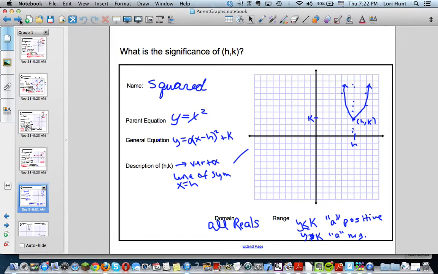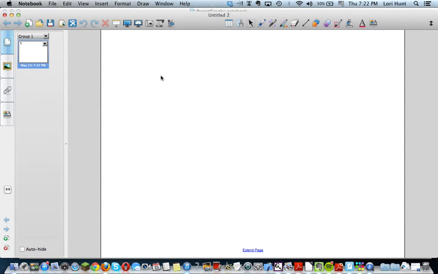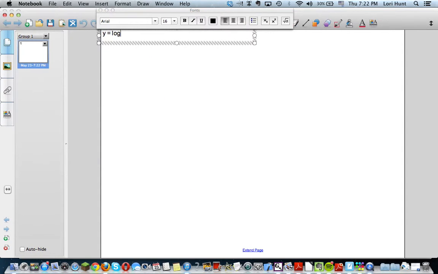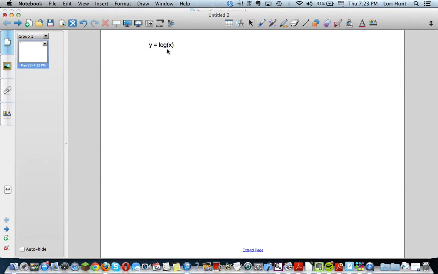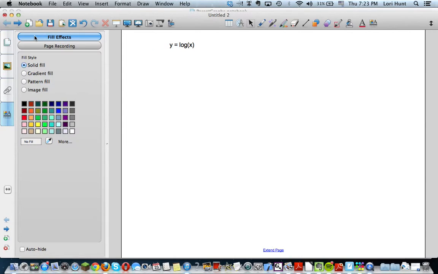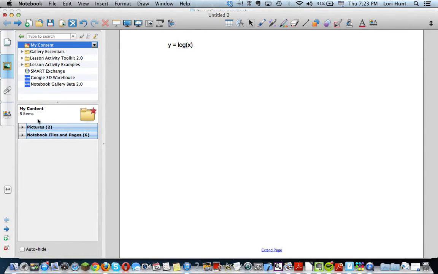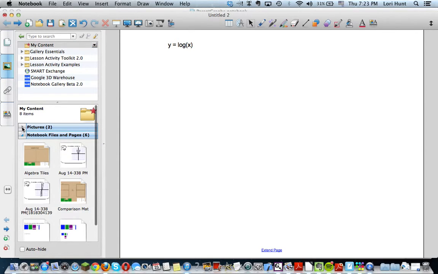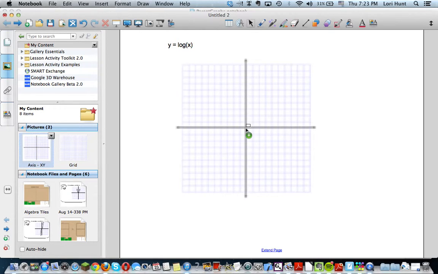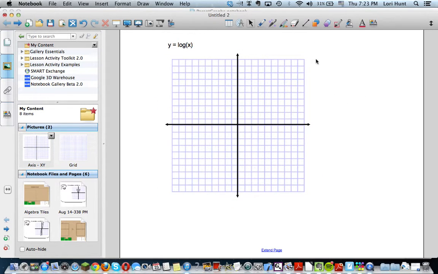And so you should find in your notes something about all of those parent graphs. The only one that we added to that most recently was the logarithm. So if you had to graph y equals the log of x, we added that most recently. And that was the graph where we filled out tons and tons of XY charts.